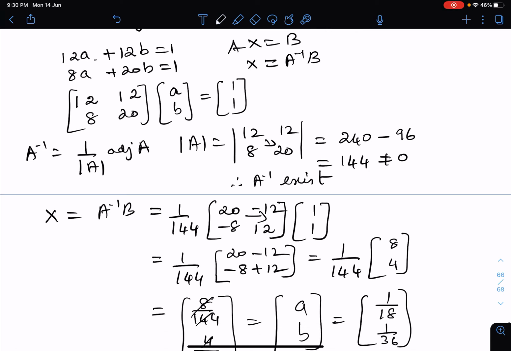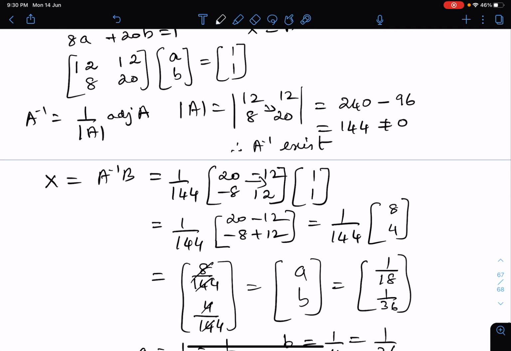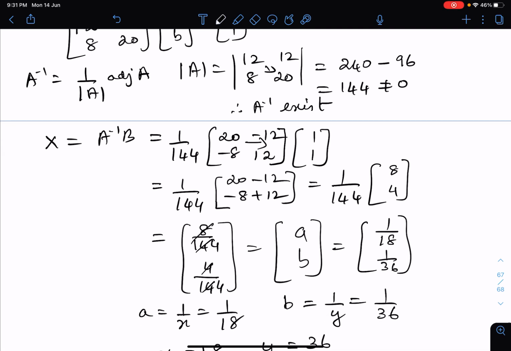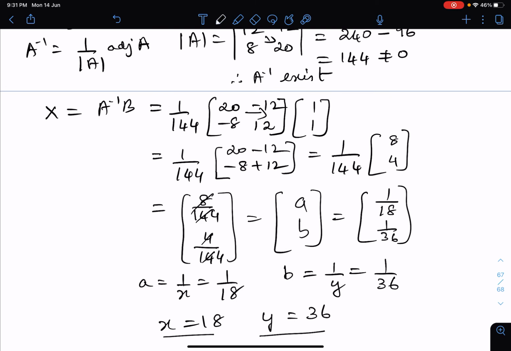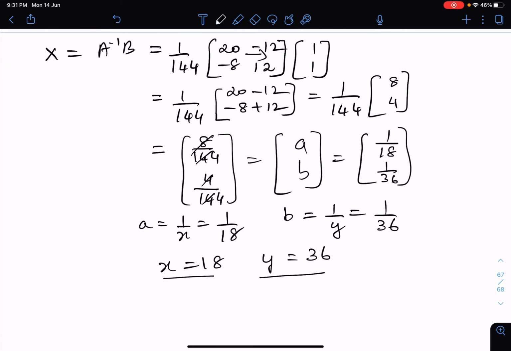Now we are going to go into the solution. X equal to A inverse B, which is 1 by 144 into our adjoint. Interchange the 20 and 12, and change the sign for 12 and 8, and then multiply by the column B, which is 1 and 1. So you get 1 by 144 into 20 minus 12 and minus 8 plus 12. So your solution is 8 by 144 and 4 by 144, which gives a and b, that is 1 by 18 and 1 by 36. Therefore a equal to 1 by x equal to 1 by 18, and b equal to 1 by y equal to 1 by 36. Therefore x equal to 18 and y equal to 36.